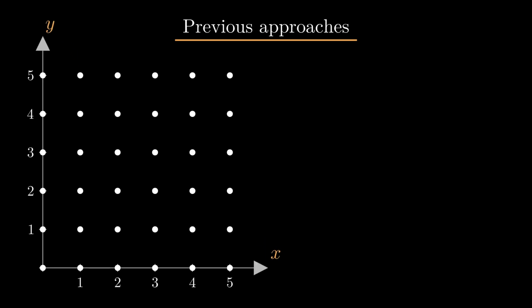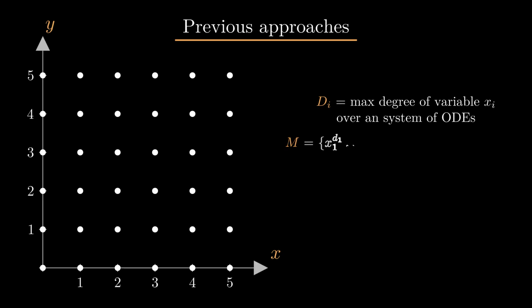Imagine an n-dimensional space where integer points represent monomials. For example, for a 2-dimensional case, we'll label axes as x and y. Then, the value on each axis represents the associated variable to the power of this value. For example, a point with coordinates 2, 3 is a monomial x squared y cubed. So, the authors restrict the search space to set M, defined as follows. For each i, consider the number d_i to be the maximum degree of variable x_i in the ODE system. The set M is defined to contain the monomials with degrees of x_i that do not exceed d_i.